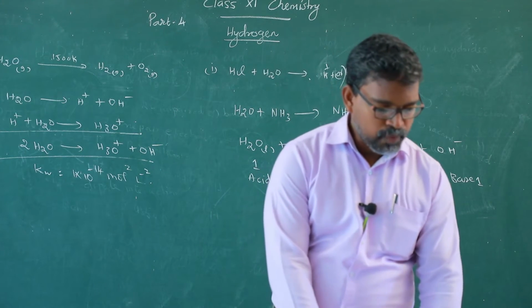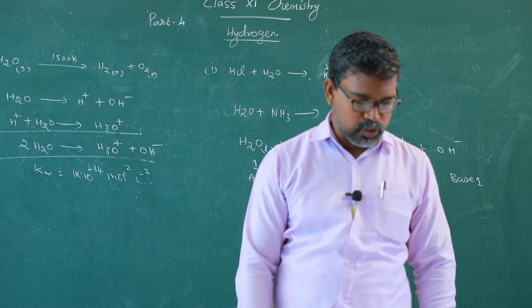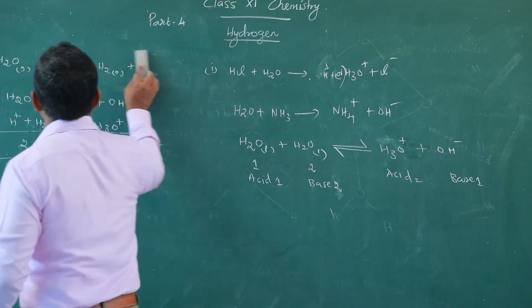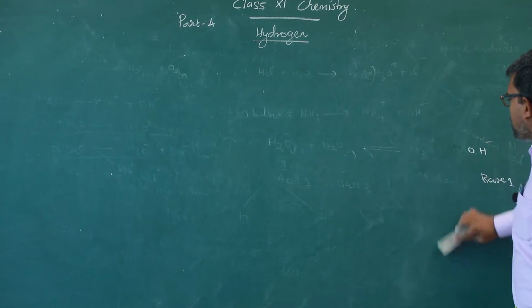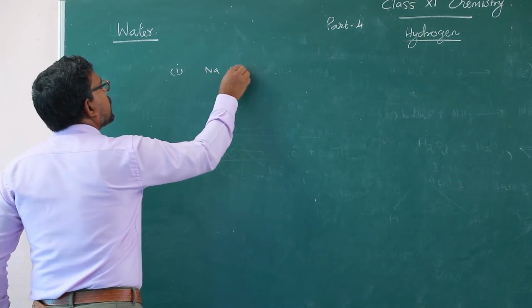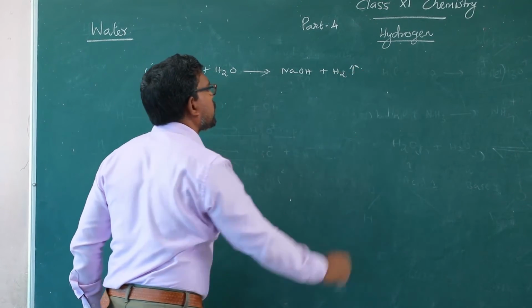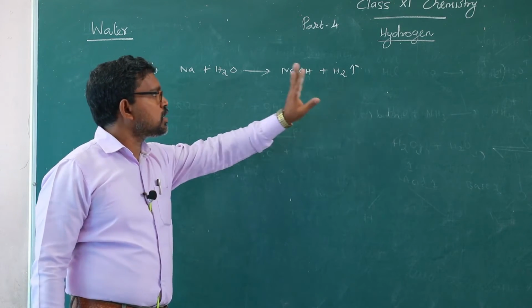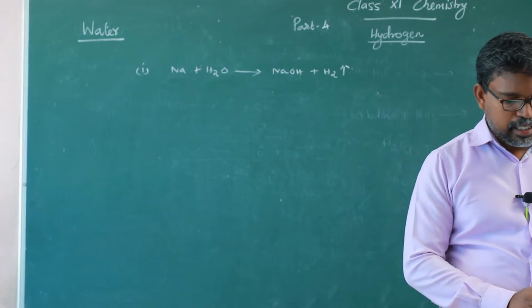The next is oxidizing as well as reducing agent. Water acts as an oxidizing agent as well as a reducing agent. The better example for oxidizing agent is sodium. I already explained in the previous classes the electropositive metals like sodium. Sodium reacts with water to provide sodium hydroxide, and hydrogen gas is liberated. So, it acts as an oxidizing agent.